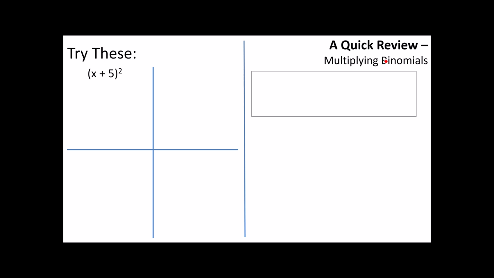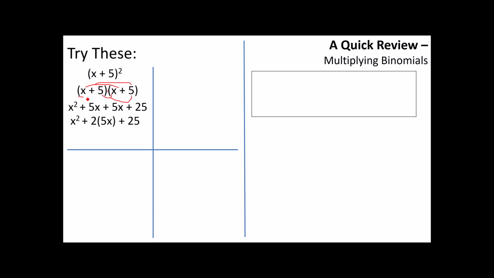Hopefully you've taken some time and you've tried that on your own. A lot of people mistakenly call that x squared plus 25, which is not correct. Remember, x plus 5 squared means take the x plus 5 times itself, which means this is a multiplying binomials problem. This is multiplication, which means I'm going to take the x times the x, the x times the 5, the 5 times the x, and the 5 times the 5. And I'm going to end up here.